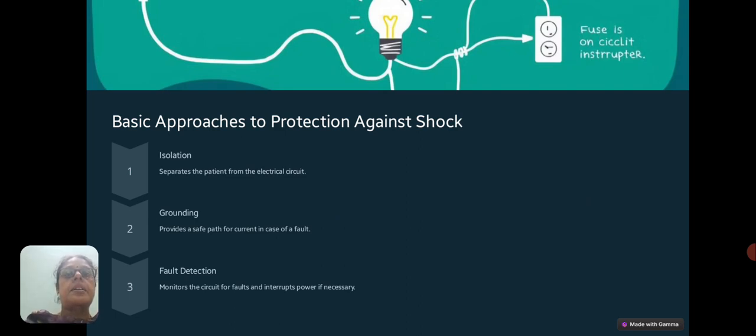Next are the basic approaches to protection against shock. We need to follow three steps: isolation, grounding and fault detection. Isolation separates the patient from the electrical circuit. Grounding provides a safe path for current in case of fault. Fault detection means you regularly monitor the circuit for faults and interrupt power if necessary.